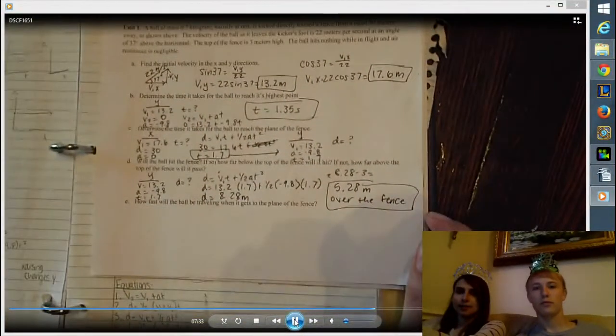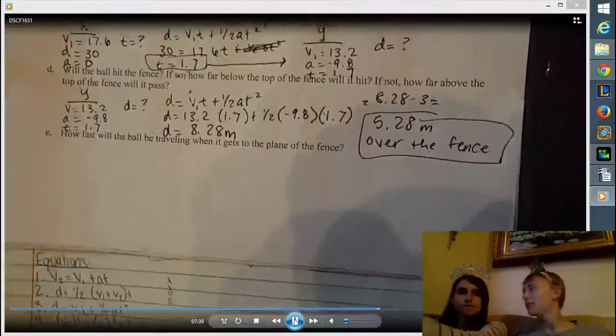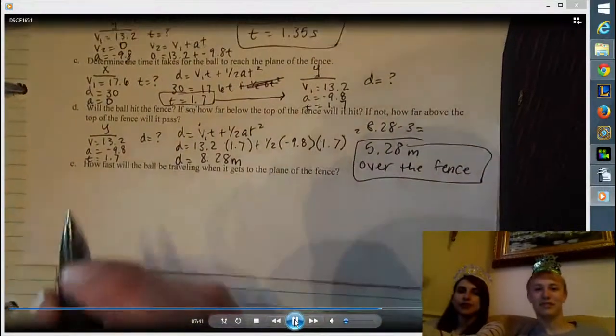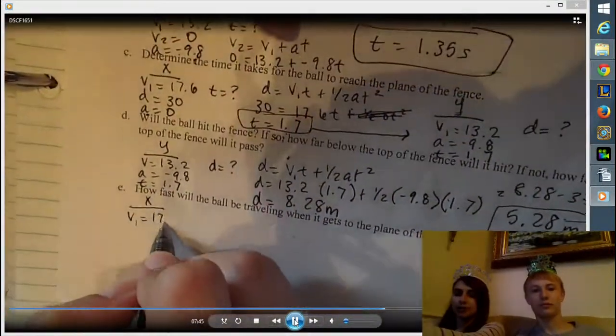5.28 meters over the fence. Alright, last part. Almost done. Okay. Ashley, just start writing. Come on, I'm explaining. So how fast will the ball be traveling when it gets to the plane of the fence? So for this we're going to need both our x and our y components.